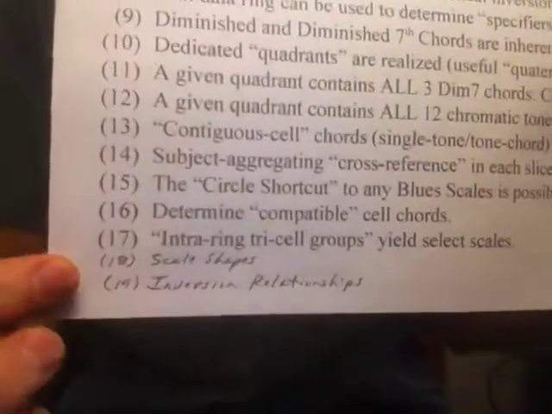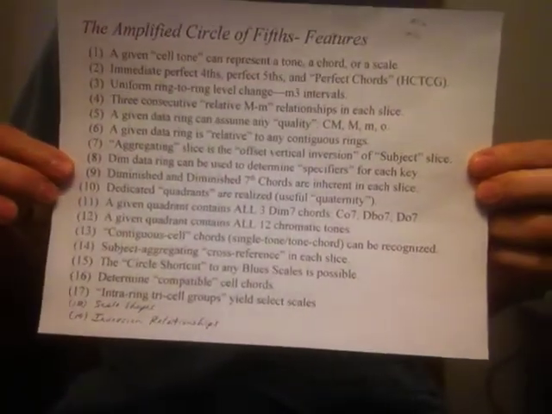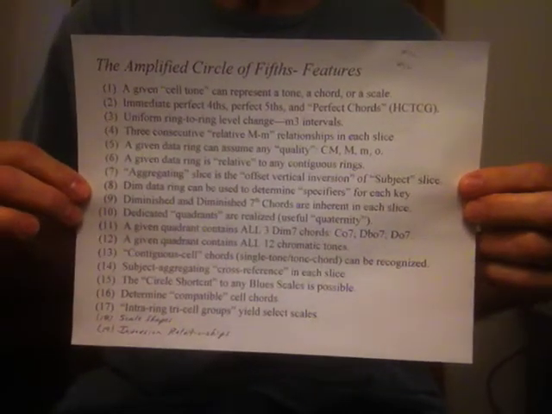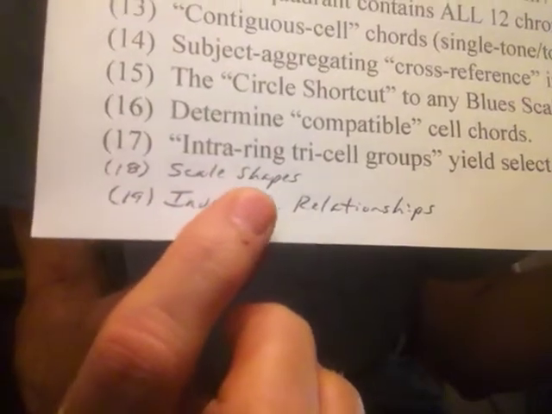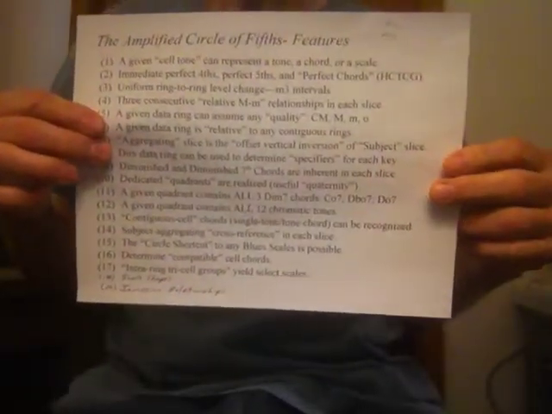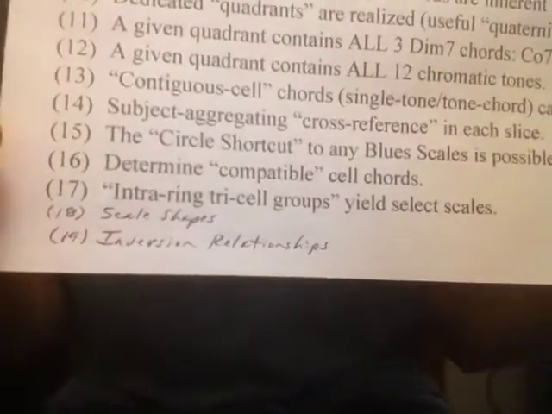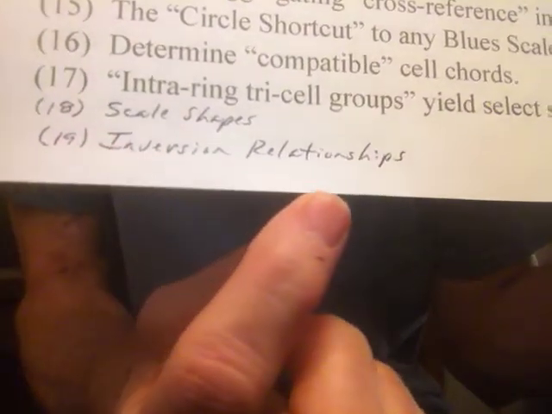All right. And I talked about many of the features, and I think I got up to number 17. I think I talked about 17 of the features. All right. And then I talked about feature number 18, scale shapes. Okay, we went through that with several videos. And there's only one thing left that I know of that I can recall, and that's number 19, which would be inversion relationships. I'd like to go over that because I figured out how to get my iPhone to work.